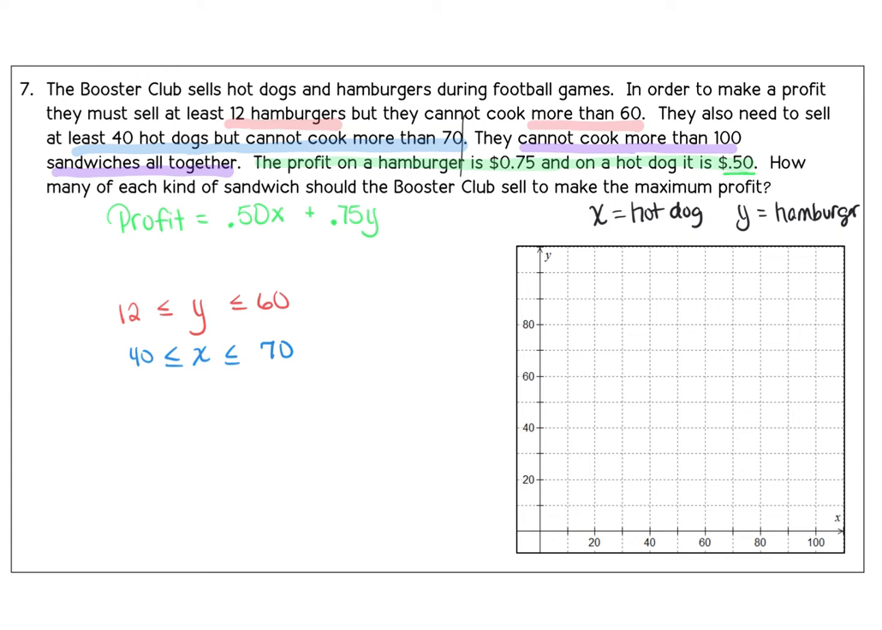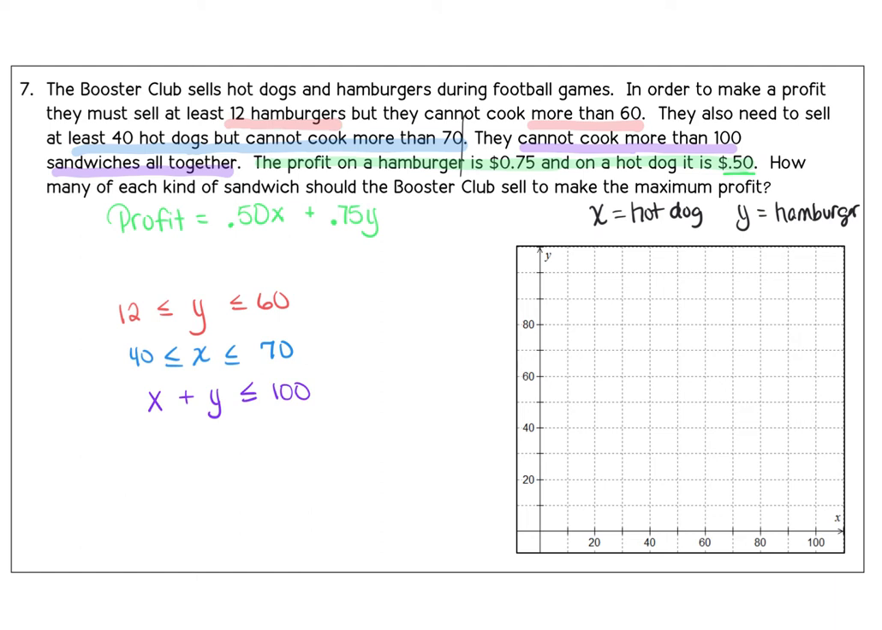So my hot dogs added to my hamburgers cannot be more than 100, which means it's less than or equal to 100. So if I take my hot dogs and add it to my hamburgers, it has to be no more than 100. That's the most they can sell. Why that is, I don't know. But that's what they said. No more than 100 together. Does everybody see my constraints?